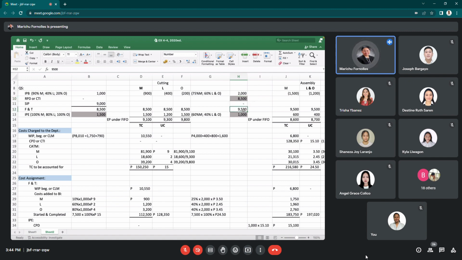9,500 units of that were finished and transferred out to the warehouse. The remaining 1,000 units are still in process at the end of the month for assembly. So after completing your quantity schedule, we will now compute the EP for materials and conversion costs.